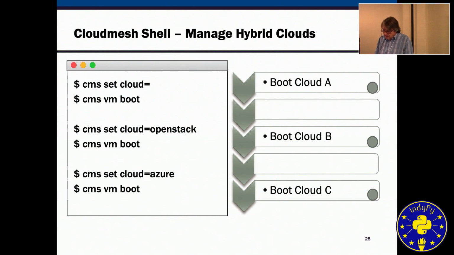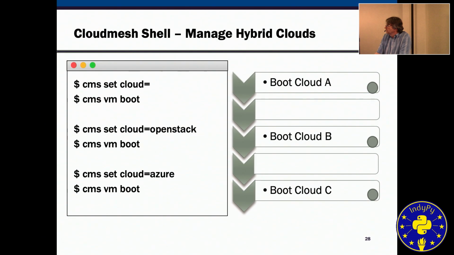There's a color issue. The first one was supposed to be AWS, so CMS set cloud equal to AWS. How do you boot now on Amazon? Well, it's simple, CMS VM boot. Now you set the cloud to OpenStack, which we have access to. A cloud that has OpenStack.